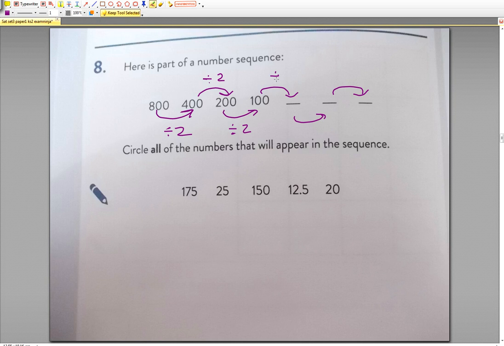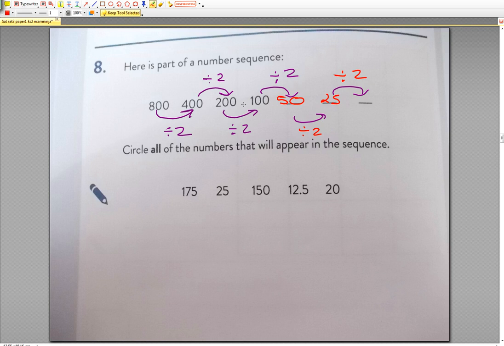So 100 divided by 2 is? 50. And then we have to divide that by 2. That will give us 25. And 25 divided by 2. Who gets this one? Anybody got this one now? 25 divided by 2. Don't get worried about the fraction or the points. You're going to get a fraction answer, or a decimal answer. So don't feel scared of them.